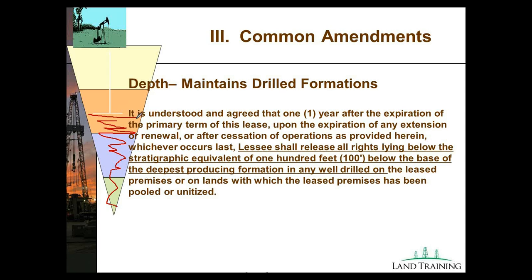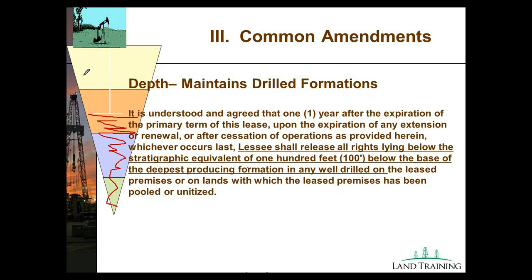And it says, it is understood and agreed that 1 year after the expiration of the primary term of this lease, upon the expiration of any extension or renewal or after cessation of operations as provided herein, whichever occurs last, lessee, that's the oil and gas company, shall release all rights lying below the stratigraphic equivalent of 100 feet below the base of the deepest producing formation in any well drilled on the leased premises or on lands with which the leased premises has been pooled or unitized.